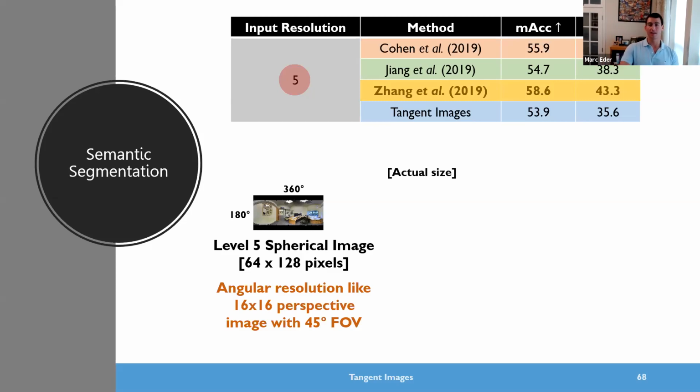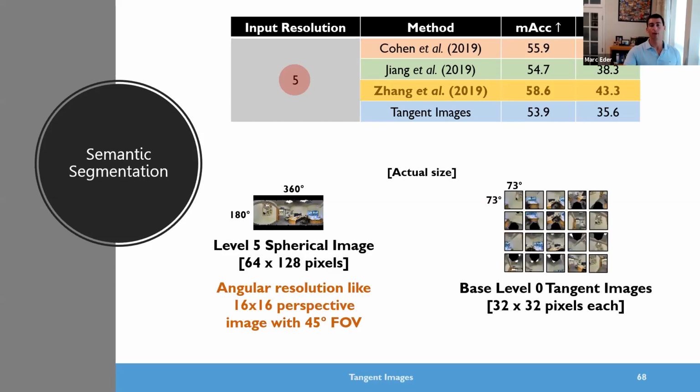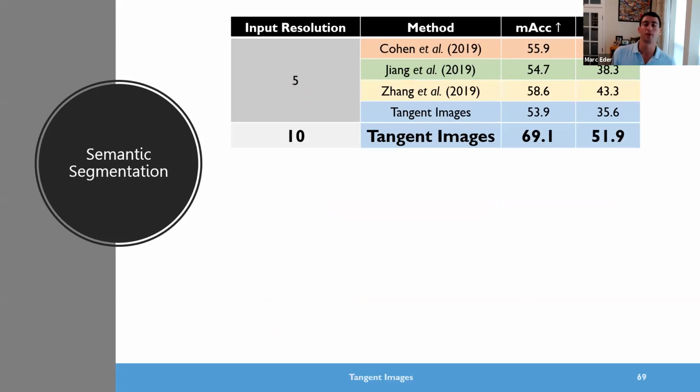Now, tangent images take this already low angular resolution image and break it into low pixel resolution images. So in other words, at a low spherical resolution, tangent images are taking images that have very little content and breaking them up into smaller images with less content. But look at what happens when we instead evaluate on high resolution spherical data. We get a 10.5% improvement in accuracy and an 8.5% improvement in IOU over the top level 5 results. But remember, no other method can operate at this level. By our resampling algorithm, we are able to extend to much, much higher spherical resolutions than prior work.